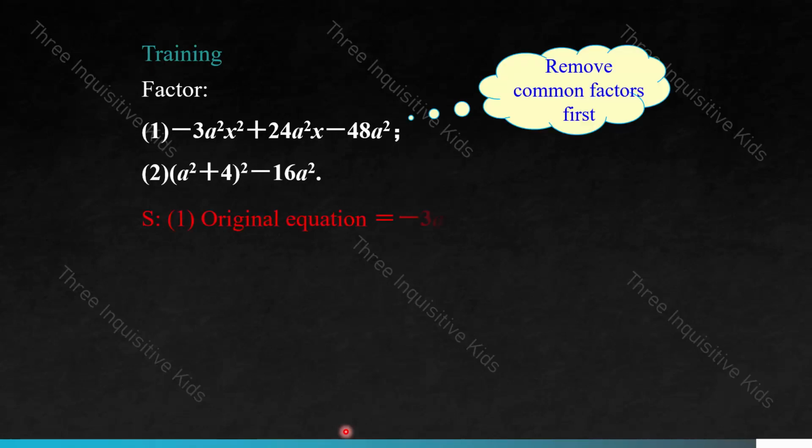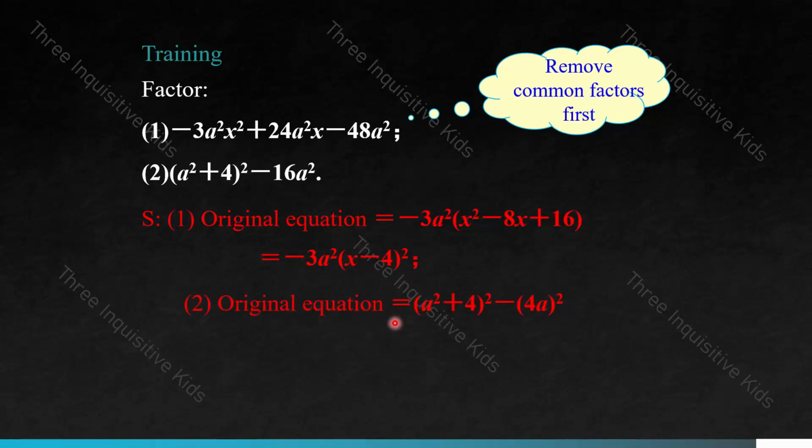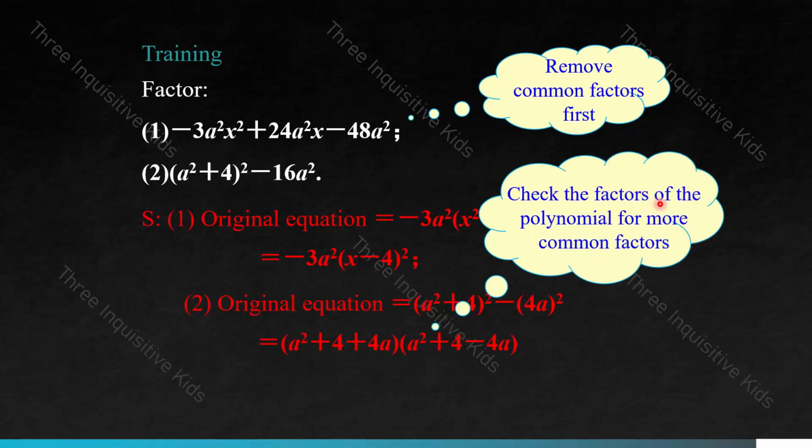First, we have to remove common factors. So after factoring out the common factor negative 3a squared, we have x squared minus 8x plus 16. After factoring that, we have negative 3a squared times x minus 4 squared. And for number 2, we can first turn 16a squared into the form of 4a squared. And then after simplifying, check the factors of the polynomial for more common factors. We can turn it into a plus 2 squared times a minus 2 squared.